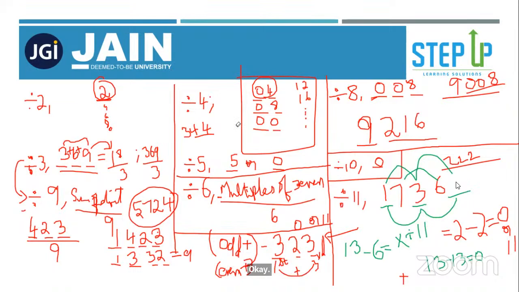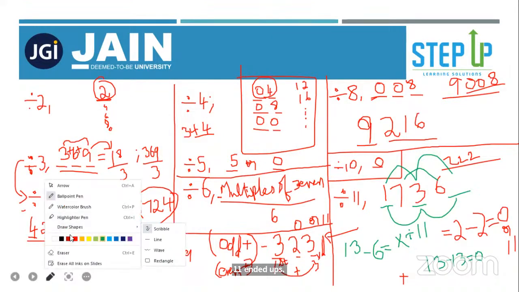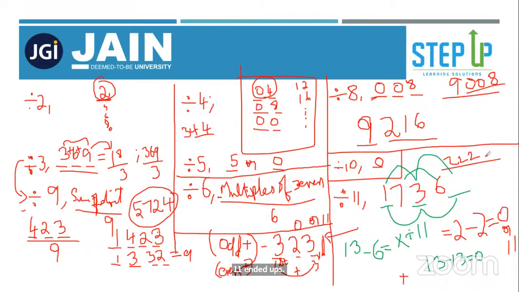We'll come to 7. I want you all to be clear till here. 11, any doubts? Can you quickly type the multiples of 3? Make it quick. Multiples of 3, type it.